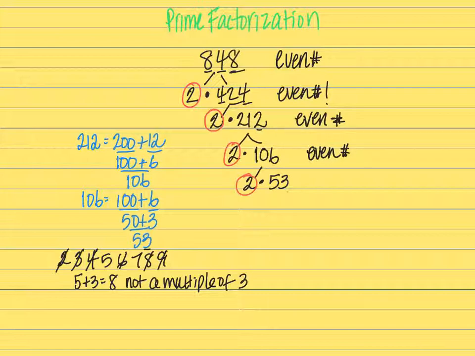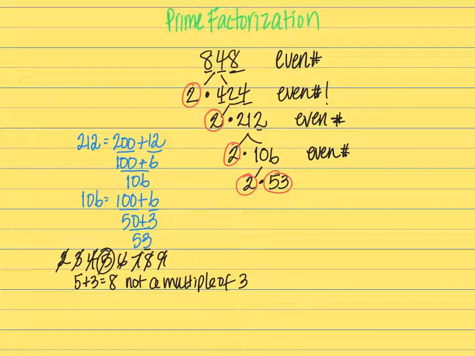And the last one we have to check is, well, not last, but we can look at 5. Well, 53 doesn't end in 5 or 0, so it's not divisible by 5. And then is 53 a multiple of 7? And I know that it is not. Therefore, 53 must be prime.